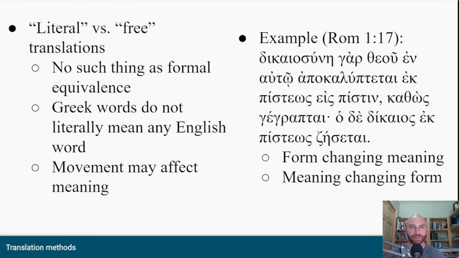And again, I mentioned this earlier, this is often associated with dynamic equivalence or formal equivalence. Formal equivalence being so-called literal translations and dynamic equivalence being so-called free translations. Again, there is really no such thing as formal equivalence in the sense that a form is copied from one language to the next, unless you actually just transliterate the letters. So we will get to this, people doing this, and that this is appropriate in some circumstances. And the question is when, right?